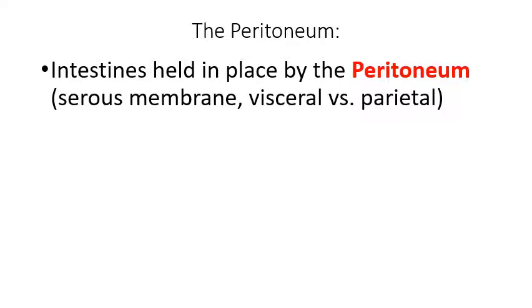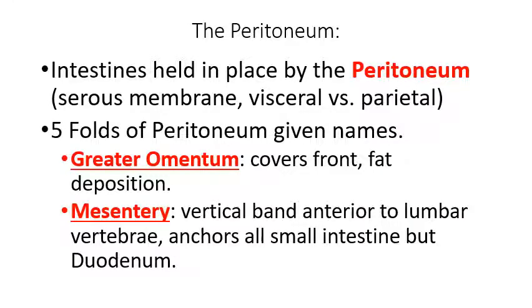Okay, so I mentioned the fact that the intestines are held in place by a serous membrane called the peritoneum. Like all serous membranes, it has a visceral layer and a parietal layer. The peritoneum is actually divided up into 5 individual folds. It's really just one membrane, but the folds are significant enough that they give them different names. And we're not going to learn all 5 names. We're only going to learn two of the names.